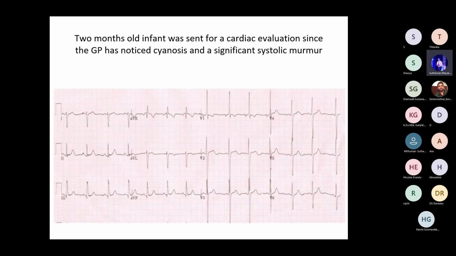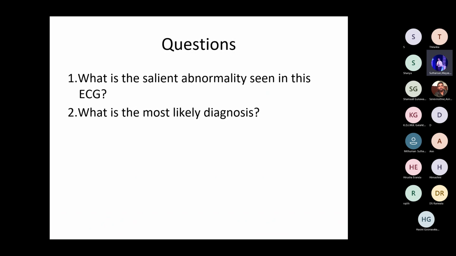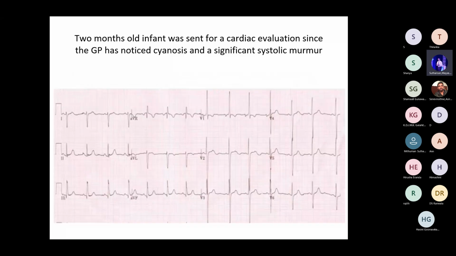Okay. So this is the first question. Those who are just connecting online can contribute, right? If they're ready, they can come out with the answer. I'll give you some time to read this ECG. Hope everybody can see. So a 2 months old infant, referred for cardiac evaluation by the GP due to cyanosis and a systolic murmur. Cyanosis, systolic murmur, 2 months. So infant basically. This is the ECG. Then I'll show the question. I'll come back to the ECG. What is the salient abnormality seen in the ECG? What is the most likely diagnosis for the abnormality or abnormalities, if you have more?